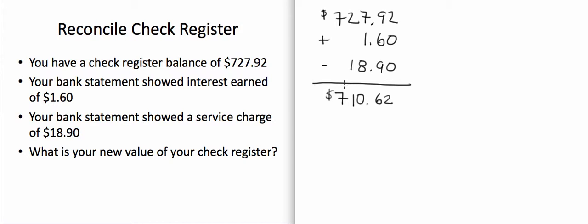If you're doing this in real life, you would reconcile your bank statement, and then you would reconcile your check register, because the interest earned and the service charge show up on your bank statement, sorry, not your check register. You would do that at the same time, and then make sure those values matched up. These values don't match the first one because we're using two different examples, but in real life, that would be the process you follow.